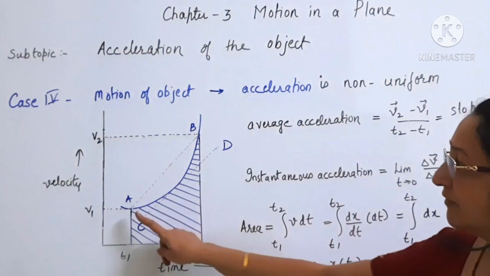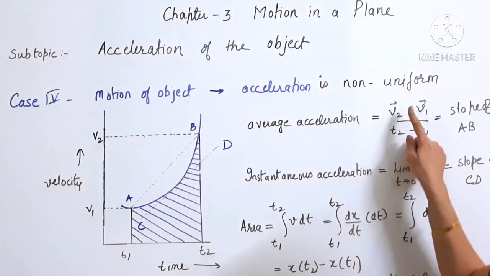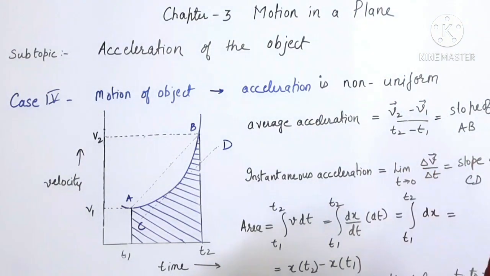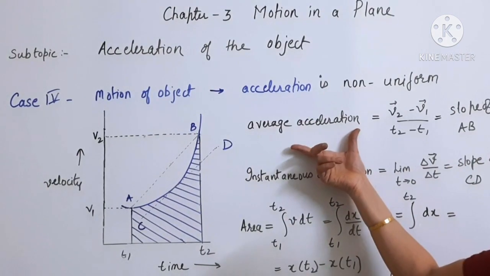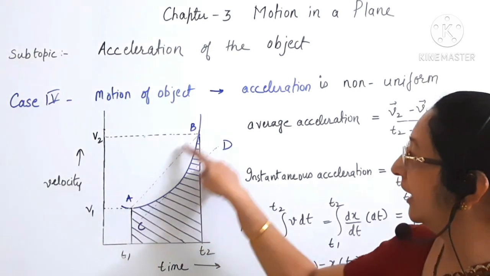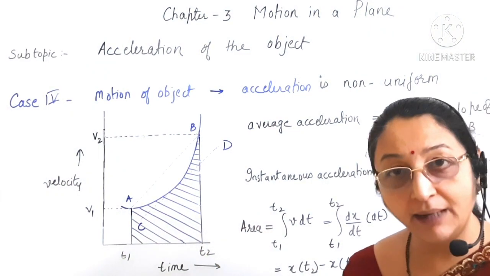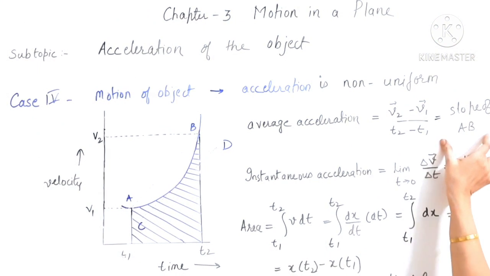So what is the change in velocity? Initially velocity was v1, the final velocity is v2. So v2 minus v1 upon t2 minus t1, that is equal to the average acceleration. But what is this v2 minus v1 upon t2 minus t1? That is the slope of the line AB or the segment AB. So this is the slope of segment AB.